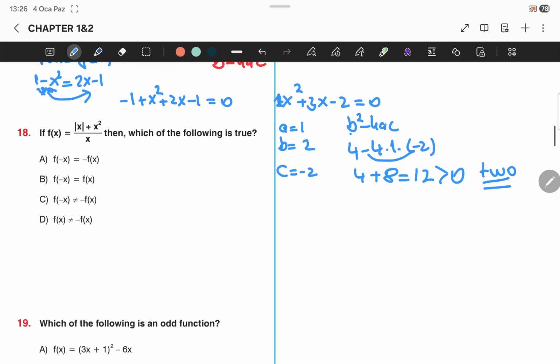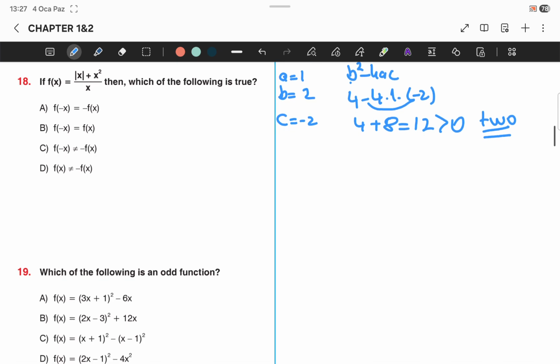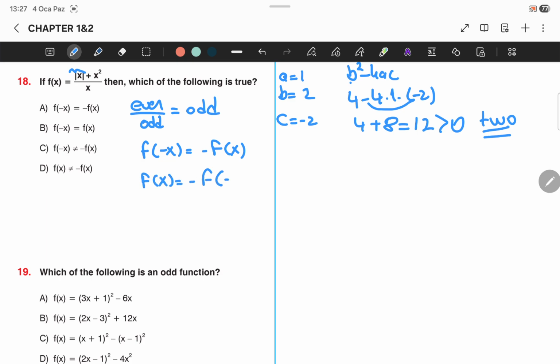Okay. Next example. Which of the following is true? Okay, first of all, let me check. Absolute value of x is always even. Even by even, even. Even divided by odd, of course, always will be odd. What was the definition of odd? I have 2 definitions. And f of x equal to negative f of x. Which one do we have here? Alright, when you look at A, you directly see A. It's my answer, without any checking. Because those 2 definitions I have to memorize. This is the definition of odd, guys.